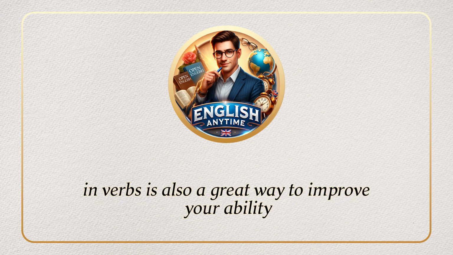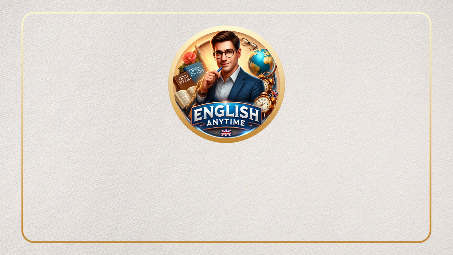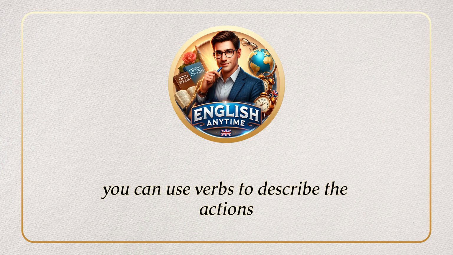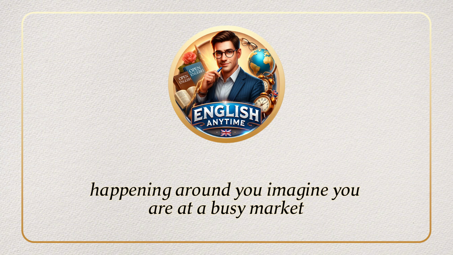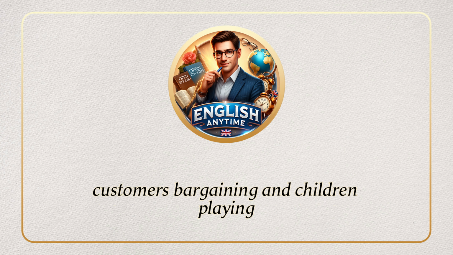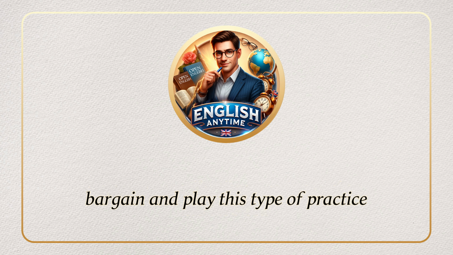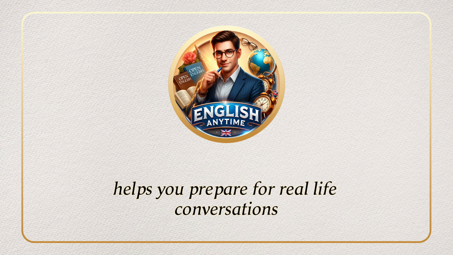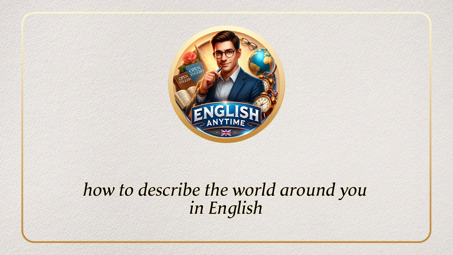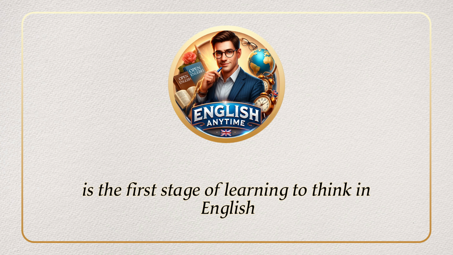Thinking in verbs is also a great way to improve your ability to describe what you see in different situations. For example, if you're traveling, you can use verbs to describe the actions happening around you. Imagine you are at a busy market. You might see vendors selling fruits, customers bargaining, and children playing. In your mind, you can describe these actions using the verbs sell, bargain, and play. This type of practice helps you prepare for real-life conversations because you are practicing how to describe the world around you in English.